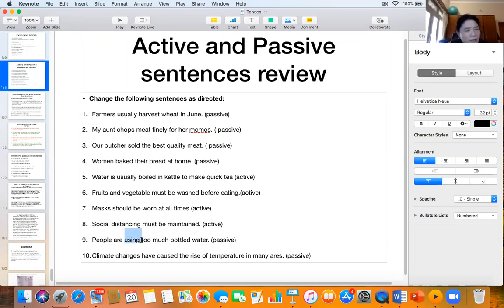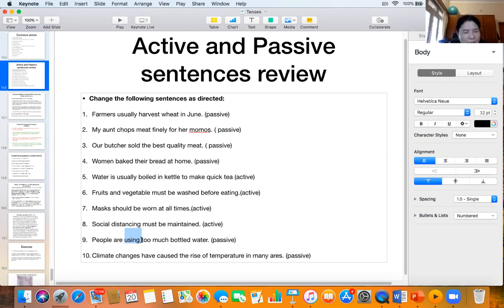Here is continuous tense. How will you write that continuous tense in passive sentence? Is being used. Yes, being used. Continuous tense passive sentence: put a being there. Too much bottled water is being used by people. Too much bottled water is being used.